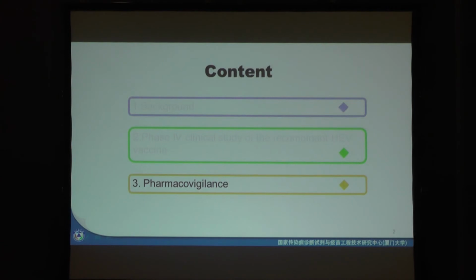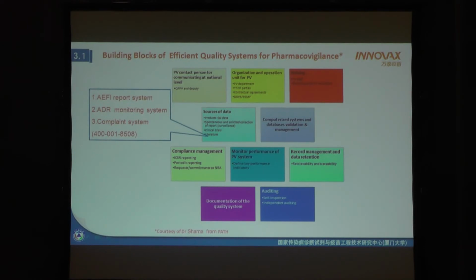So the third part is the pharmacovigilance. The company is responsible for this part of the work. Because we are preparing for the pre-qualification, PQ, of this vaccine. We're preparing for the WHO pre-qualification. So we invited some experts from PATH to give us some comments to set up our pharmacovigilance system. So we have set up all this.